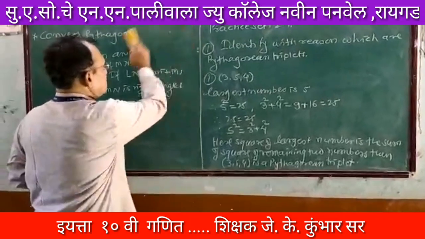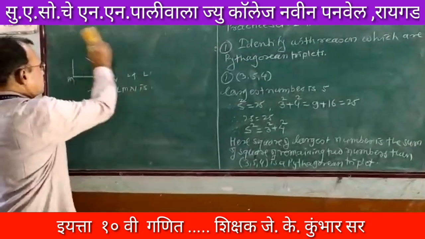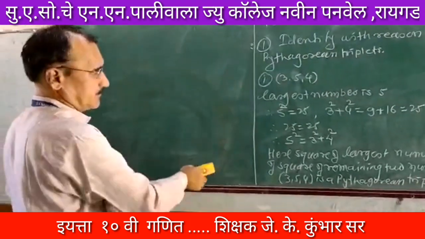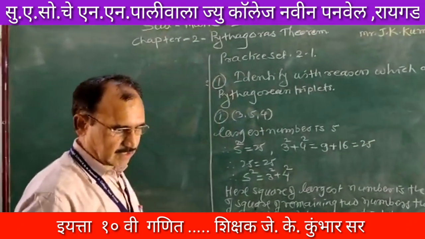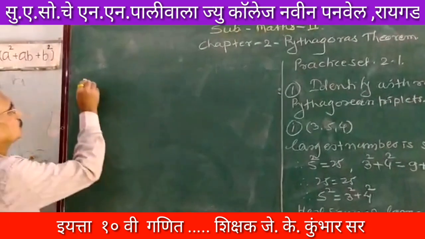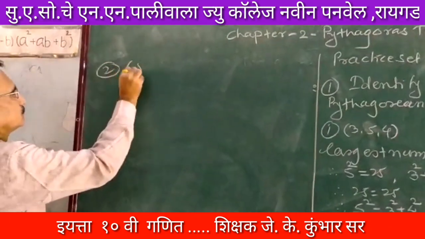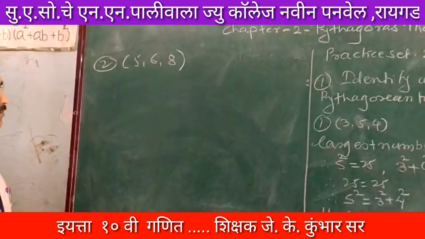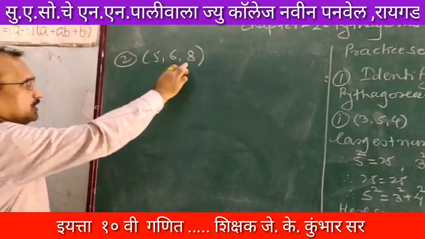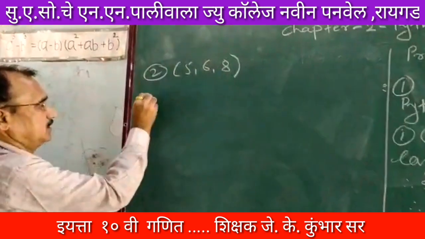Now we consider the second three natural numbers. Can you tell me any three natural numbers? Yes, 5, 6 and 8. Take any three natural numbers. Here in 5, 6, 8, the largest number is 8.